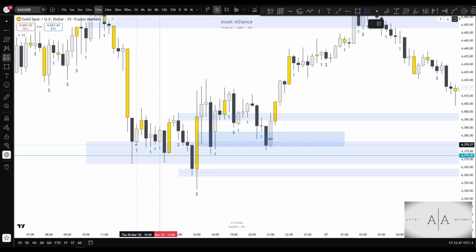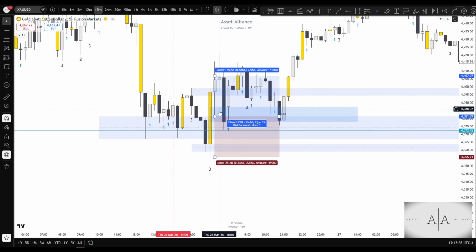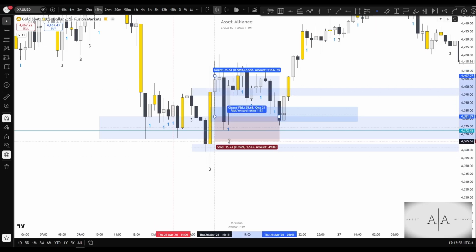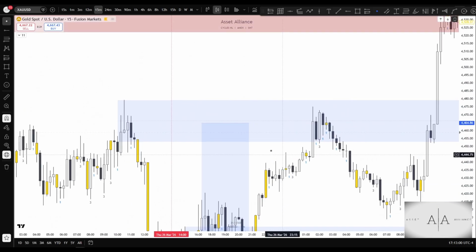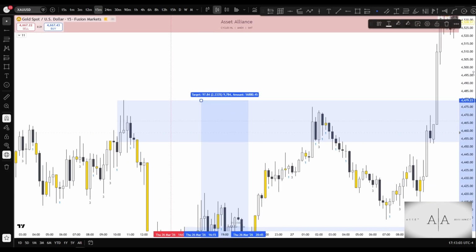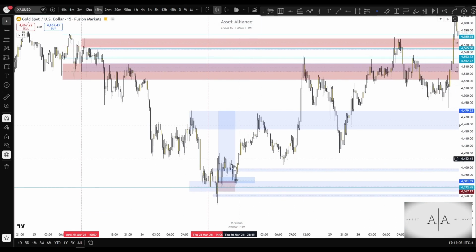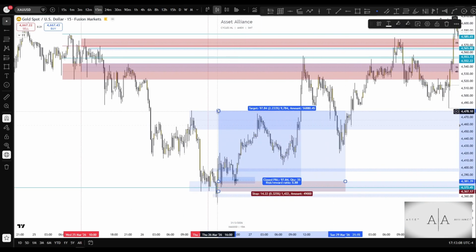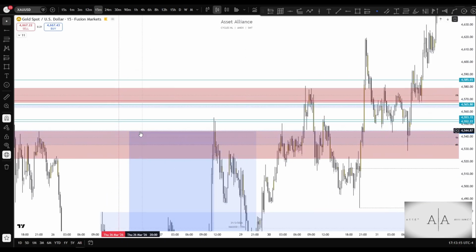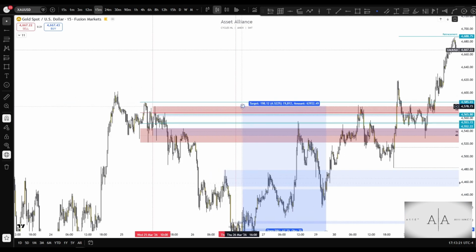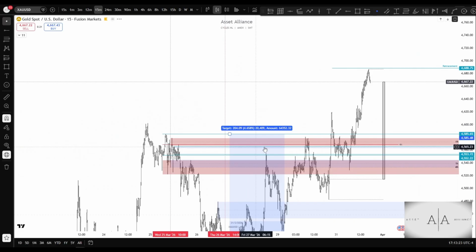Get an entry inside of the 4-hour rebalance. So right there, which is also a retest of the parent candle here. Stop loss under it. Take profit at the next 4-hour high. And next, take profit at the low of the parent candle itself from the 4-hour and the 1-hour. Next, take profit 1-hour high. Then 4-hour high.